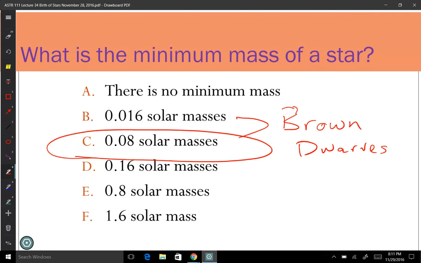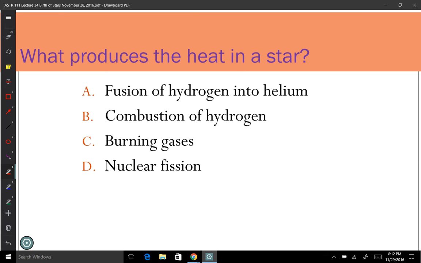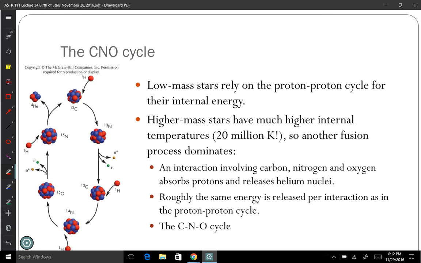Wouldn't it be 0.16 instead of 0.016? No. 0.016 is less than 0.08. 0.16 is bigger than 0.08. This here, the one that's circled, is the minimum mass for a star. So the brown dwarfs are masses lower than the minimum mass. Okay. This here, I've talked about that lots and lots. Let's just go right past that.